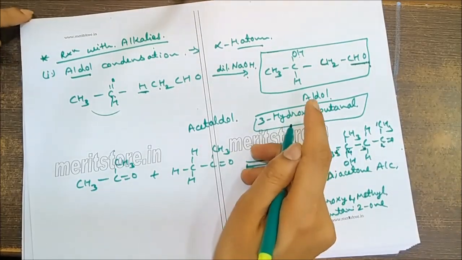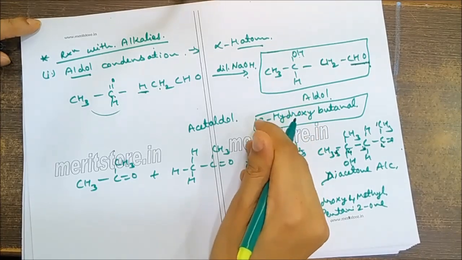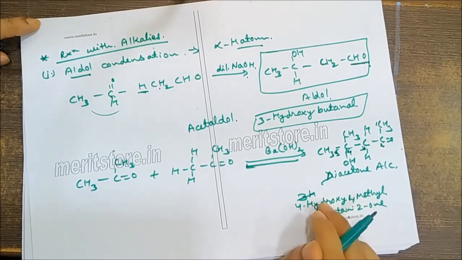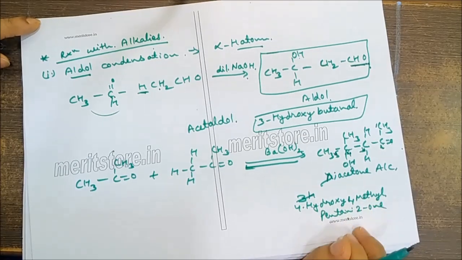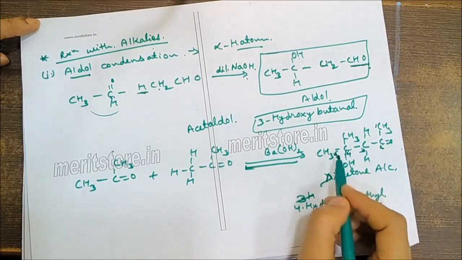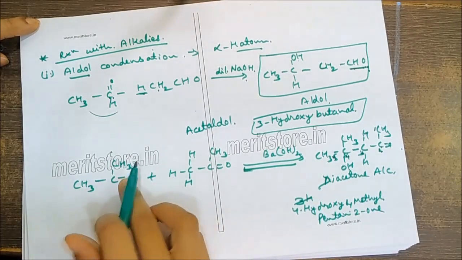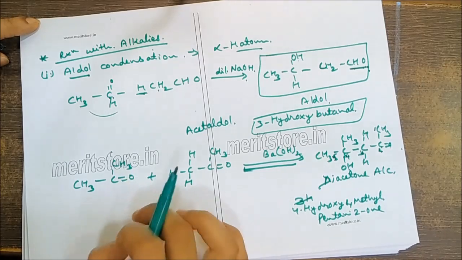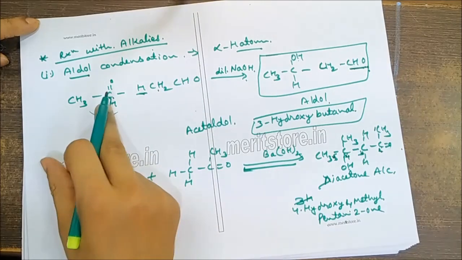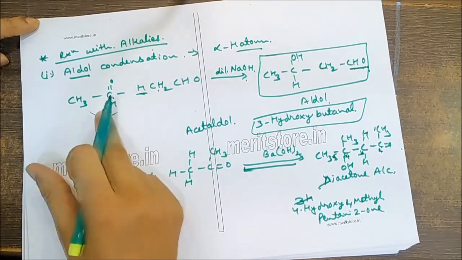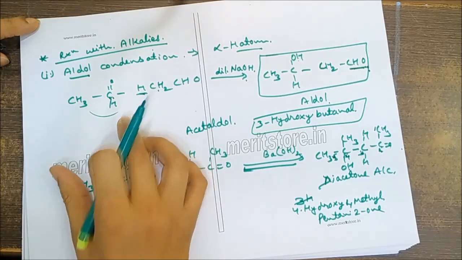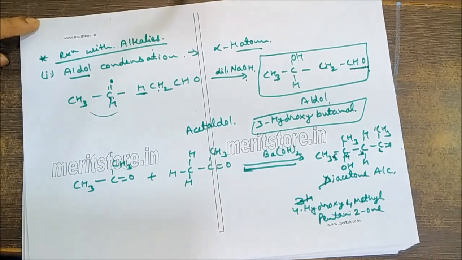Now this reaction is reversible, but equilibrium favors the formation of aldol for aldehydes. The yield for ketones is very poor as compared to aldols because of steric factors. Here two alkyl groups hinder the reaction as compared to aldehydes. There is one hydrogen atom in both molecules, so this reaction will happen very easily as compared to the formation of ketone product.